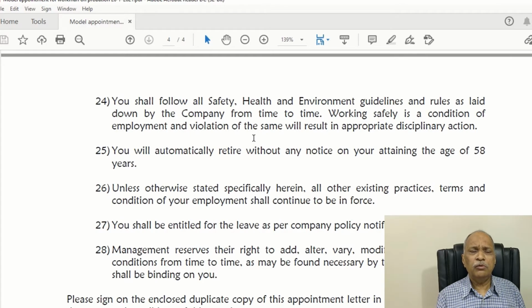It is important to follow the safety and health guidelines also, because it is a must for the self, a must for the co-workers and organization to maintain the discipline and environment.